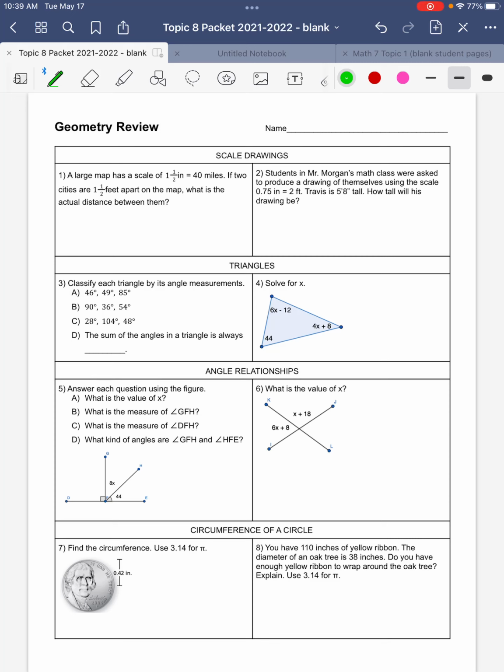Hey y'all, today is May 17th and we are going over a little geometry review to help you understand what you might see on your geometry test on Thursday. So let's go ahead and get started.